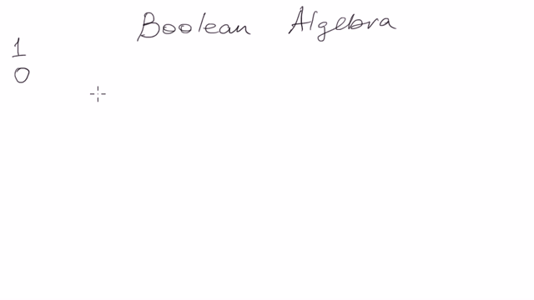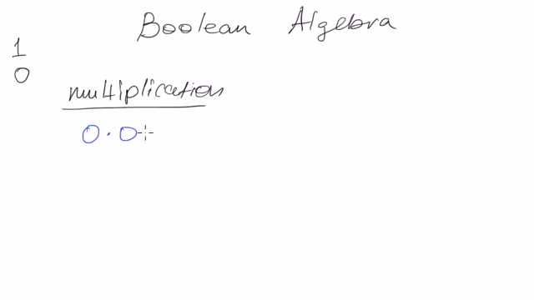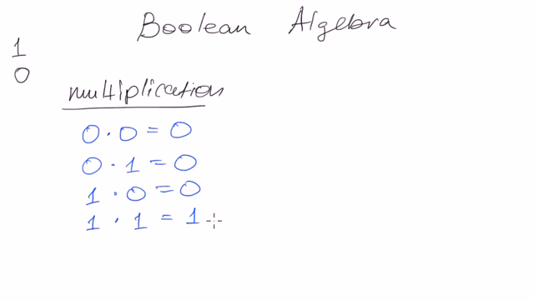So let's start with multiplication. 0 multiplied by 0 will equal 0. 0 multiplied by 1 will equal 0. 1 multiplied by 0 will equal 0. And 1 multiplied by 1 will equal 1. Yeah, pretty much the same as in algebra of real values.